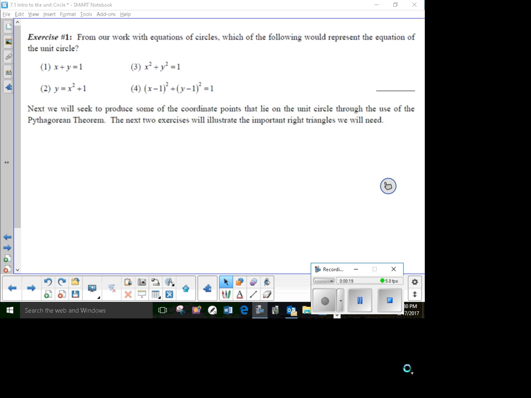Anybody else want to take a shot at it? It's 3. Because this is a circle with radius 1, but it's not on the origin. It's centered at the point 1, 1. This is centered at the origin. That's what the unit circle is.